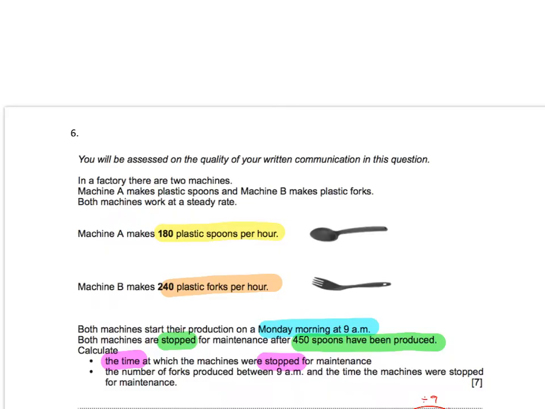Again, please make sure that you've read this question and familiarise yourself with it. I'm not going to go through the question in detail. I will go through the maths in detail, however. It says machine A makes 180 plastic spoons per hour, machine B makes 240 plastic forks per hour. Both machines start their production on Monday morning at 9. Both machines are stopped for maintenance after 450 spoons have been produced, so I'm working with that one. It says calculate the time at which the machines were stopped, the number of forks that have been produced between 9 and the time that they were stopped.